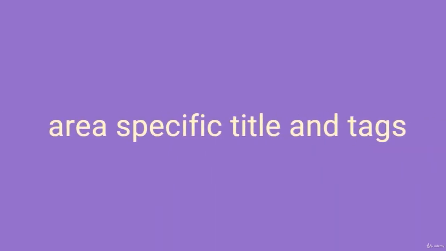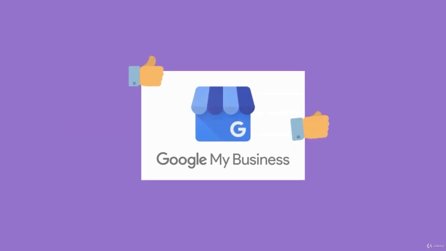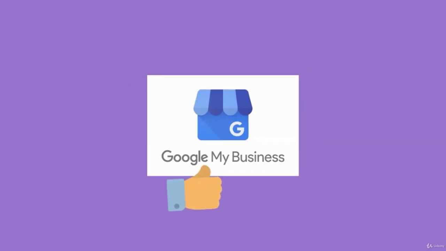To boost your organic click-through rate for local search, you need to make sure you have area-specific title and tags, and appealing, relevant meta description on your web pages. Getting a significant number of positive Google My Business reviews will also help, as more people will click through to visit your business page if they see other people rate your brand highly.